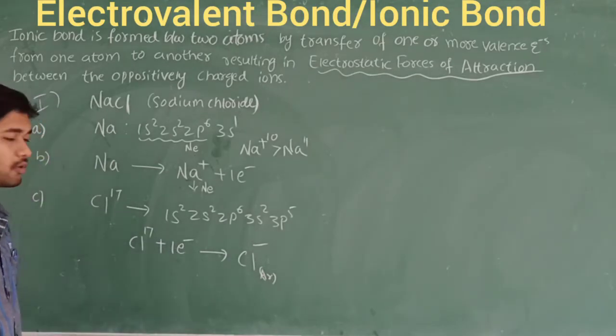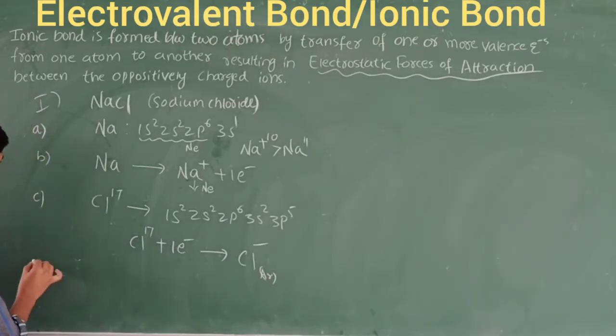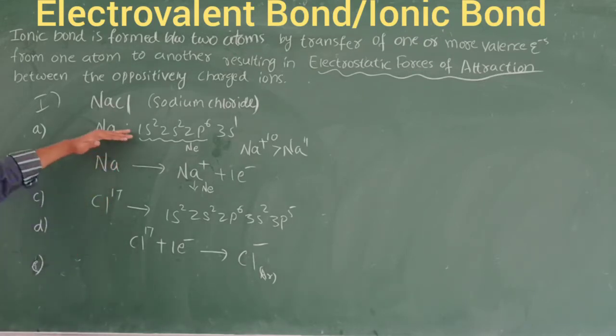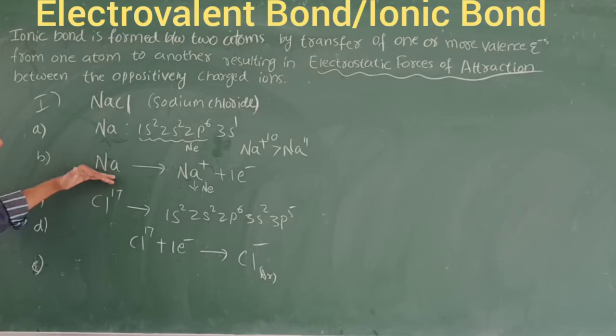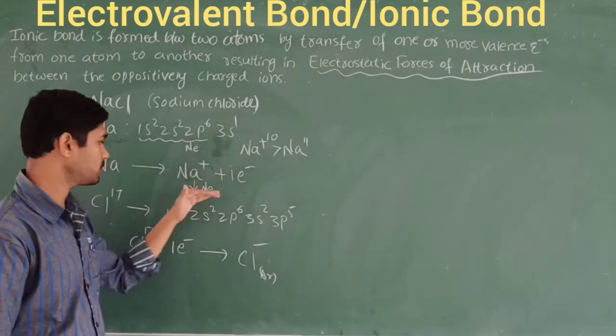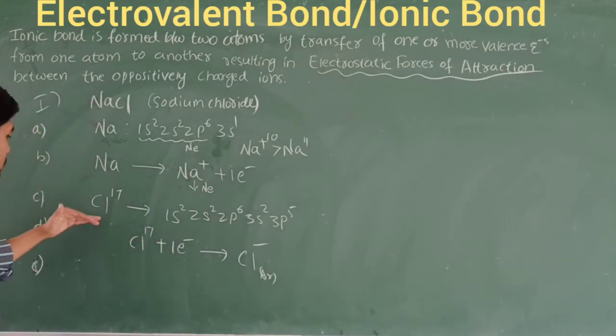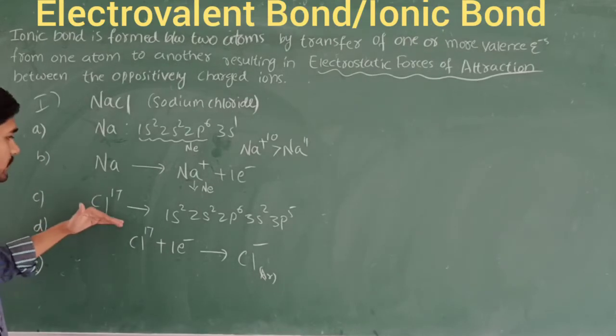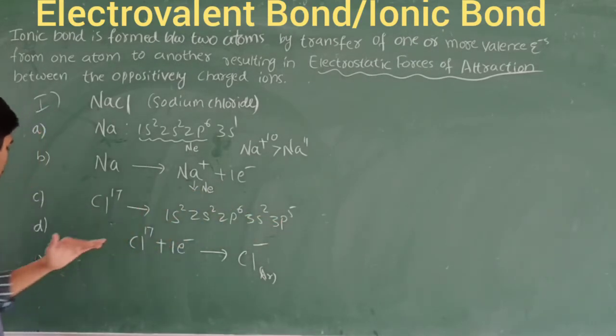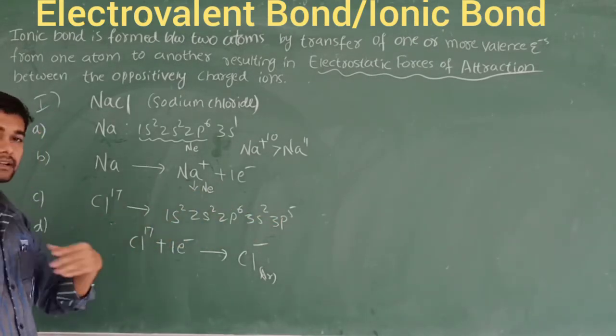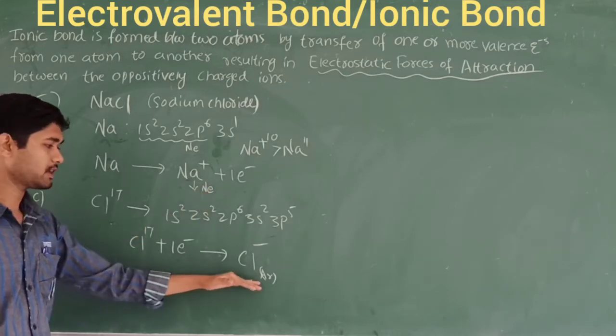So these are step D and step E. The first step tells us to write the electronic configuration of sodium. In the second step, it loses one electron to attain stability. In the third step, we write the electronic configuration of chlorine. In the next step, chlorine acquires one electron from the sodium, and now it becomes stable.